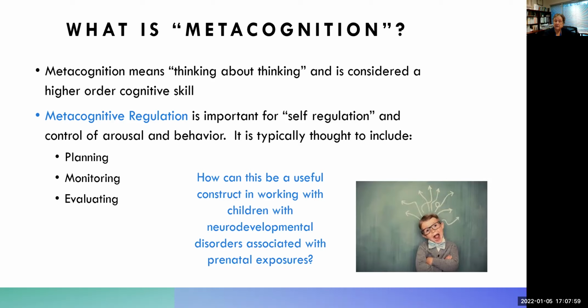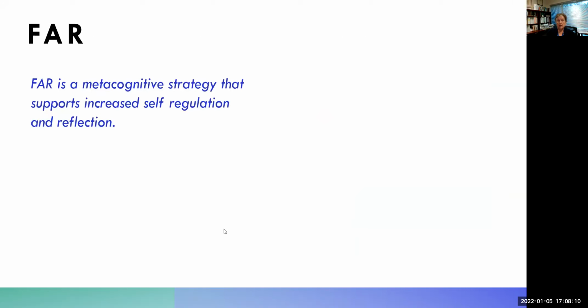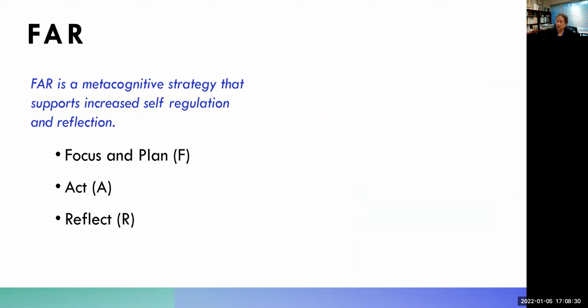It's important to think about how this can be useful in working with children who have neurodevelopmental disorders, particularly those associated with prenatal exposures. We have developed a technique, FAR. This is a metacognitive strategy that supports increased self-regulation and reflection. The first element is F, focus and plan. The second, A, is act. And the third, R, is reflect.